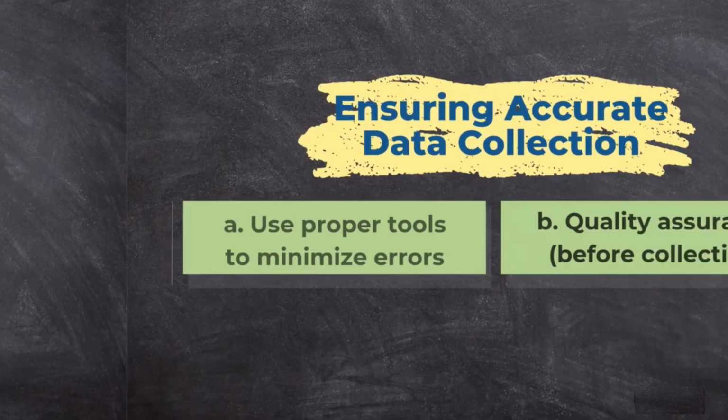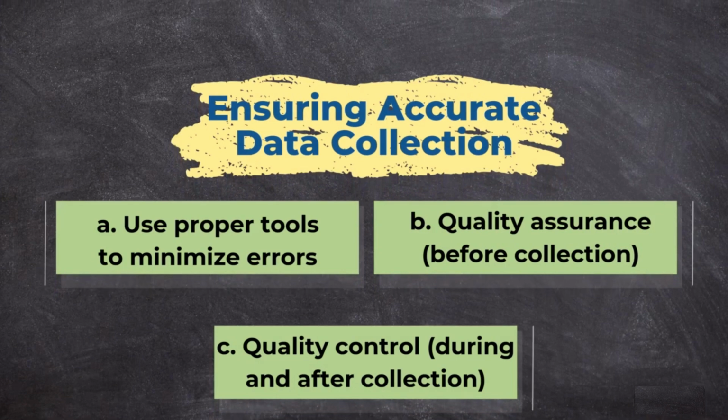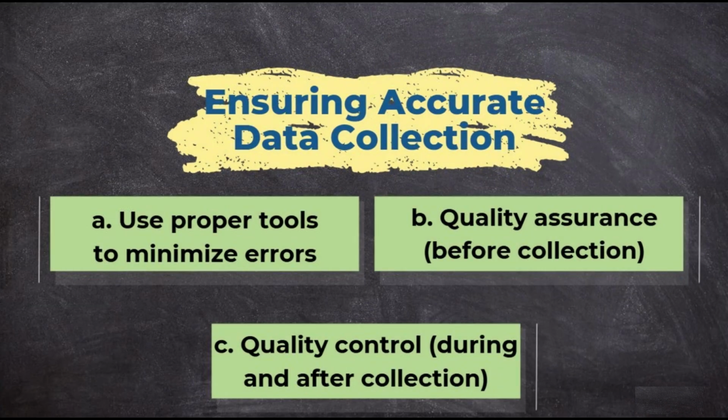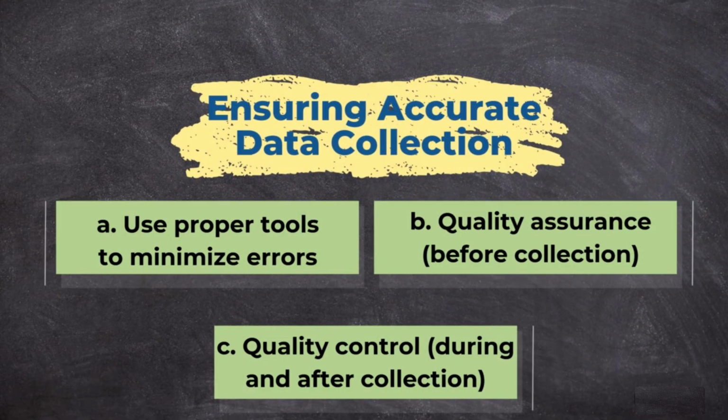How do we ensure accurate data collection? By ensuring accuracy and data integrity. Accurate data collection is critical to maintain research integrity. And how do we ensure that is done? By using proper tools to minimize error, quality assurance before collection, and quality control during and after data collection. This will also help you to systematically check or review the data collection process.